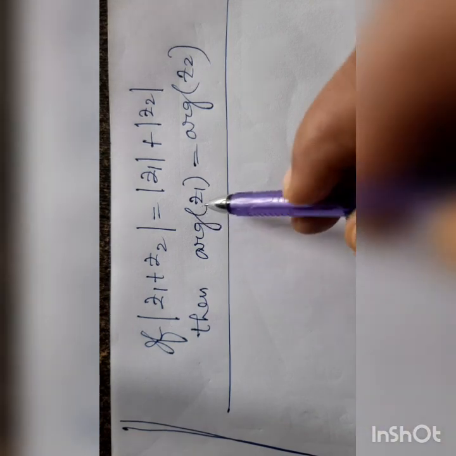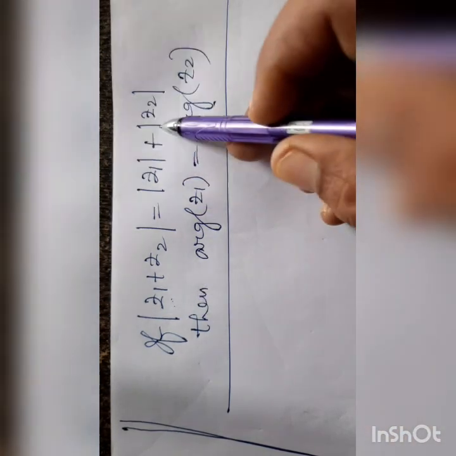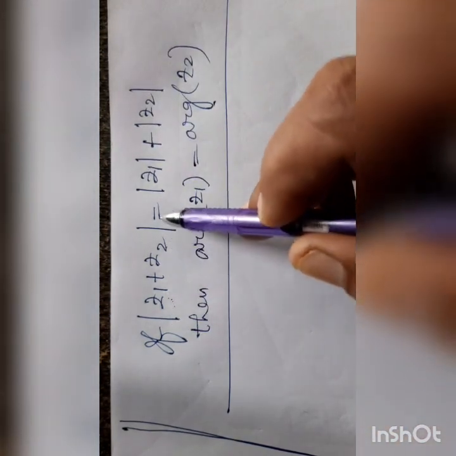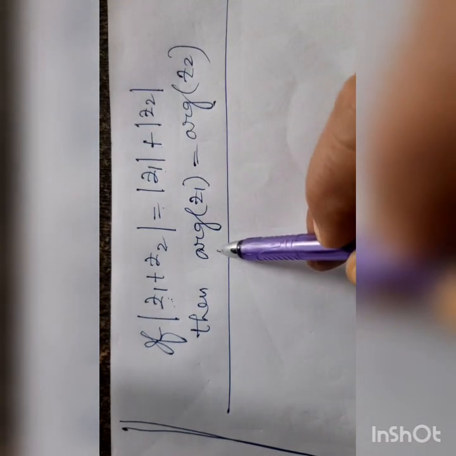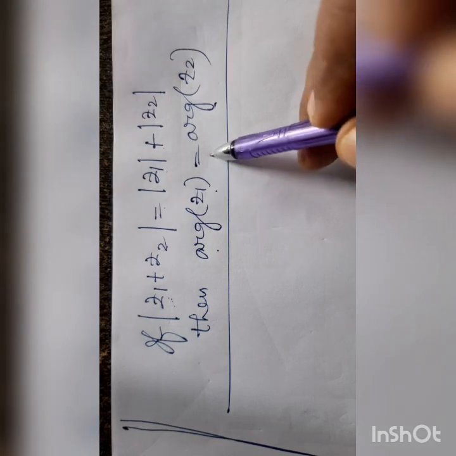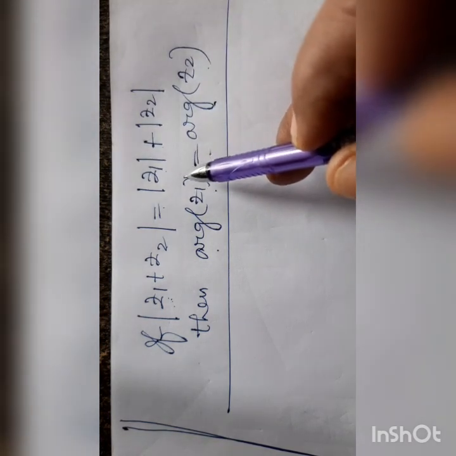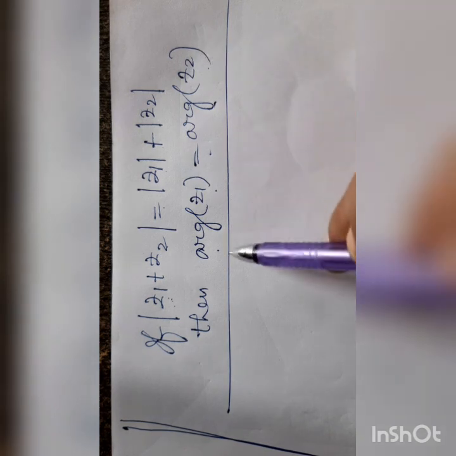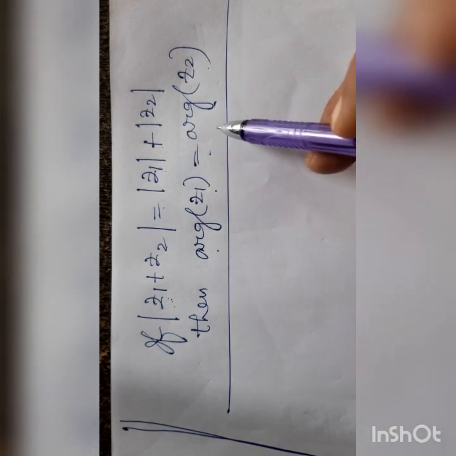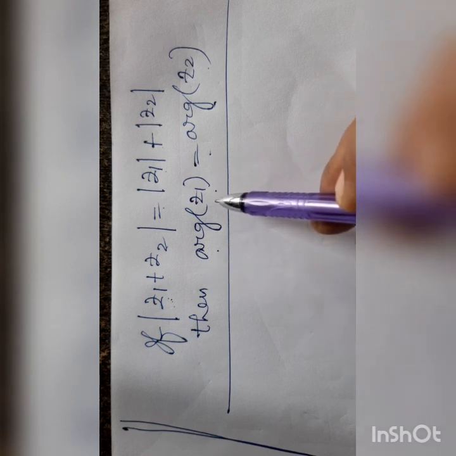This is the result when you get this one. If mod(Z1 + Z2) = mod Z1 + mod Z2, then the result is arg of Z1 equals arg of Z2. This result can be applied while doing questions in JEE. So how this result has come, you have to know.